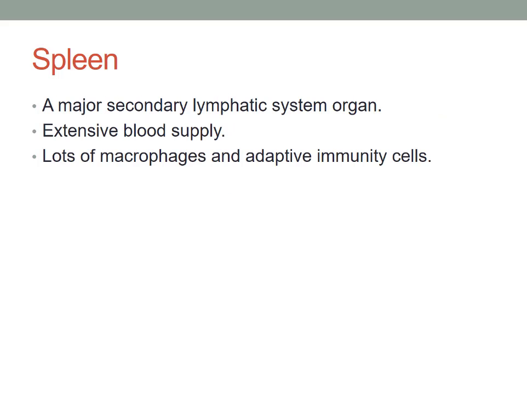The spleen is a major secondary lymphatic system organ. The spleen has an extensive blood supply and lots of macrophages and adaptive immunity cells.